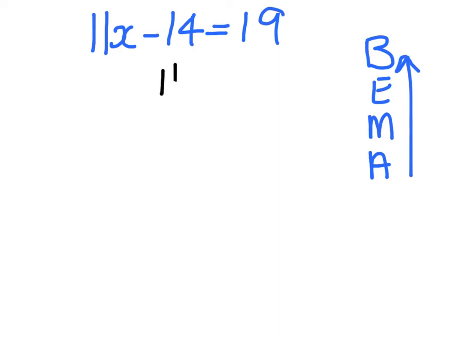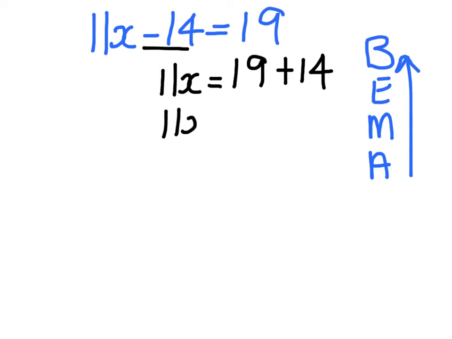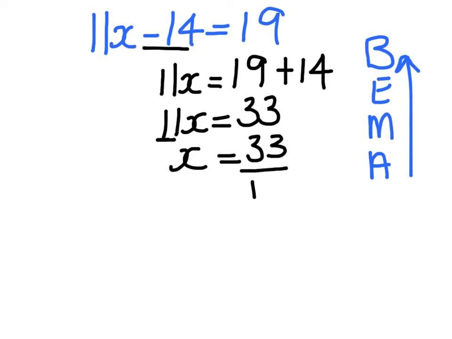Alright, so we're going to have 11x. We're going to move that minus 14, change the side, change the operation. So it becomes 19 plus 14, which is 33. Change the side, change the operation. So we're going to get rid of that times. We're going to have 33 divided by 11, which is going to be x equals 3.